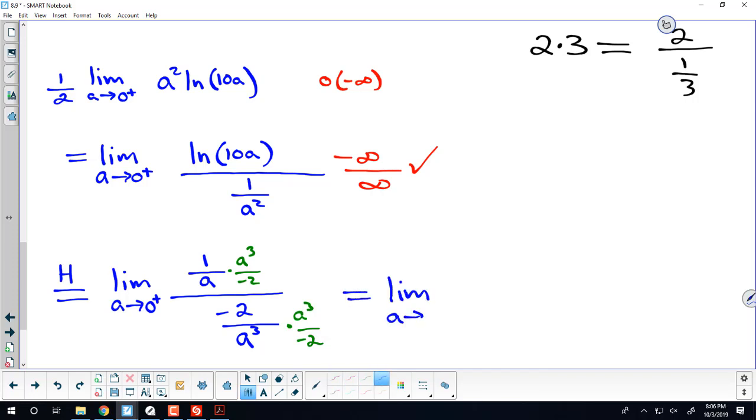So that's the limit as a approaches 0 from the right. We have negative a squared, or sorry, a squared over negative 2, I guess. So we've used L'Hopital, simplified, and reevaluated. We reevaluate that limit as 0.